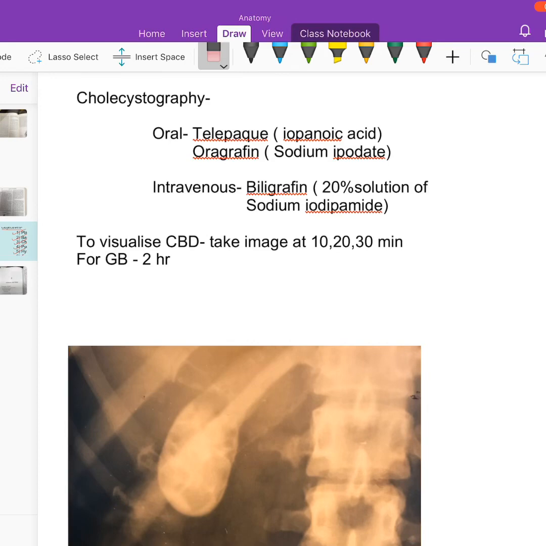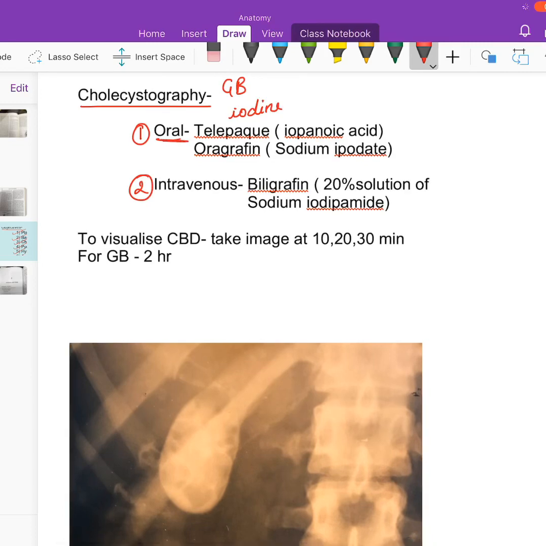Now come to cholecystography. What is cholecystography? Cholecystography is visualization of the gallbladder in a radiograph with the help of a contrast medium. In this study, we use an iodine compound as a contrast medium. Cholecystography is mainly of two types. First is oral, second is intravenous.